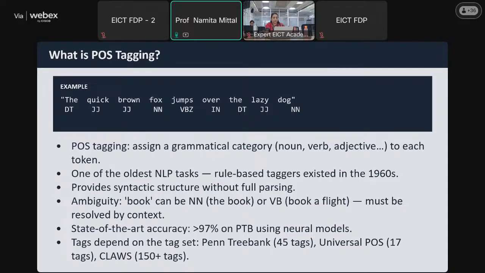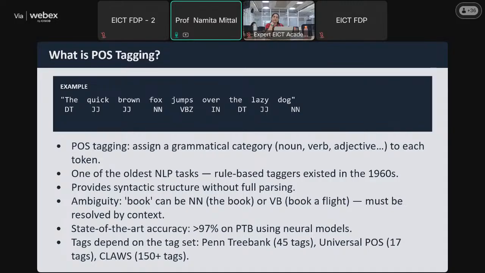One of the oldest NLP tasks is a rule-based tagger. Rule-based means there are some if and buts. If any of the nouns comes, we understand what we mean by noun. So all the nouns are together. We keep them in a corpus and say if anything is from this box, then it is a noun. If anything is from this one, it is a verb. These are nothing but the rules. This happened in the 1960s. That is known as a rule-based tagger.